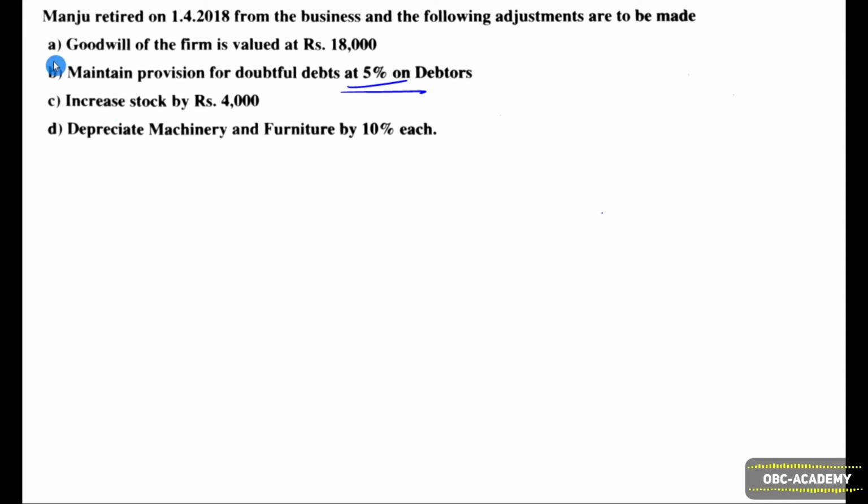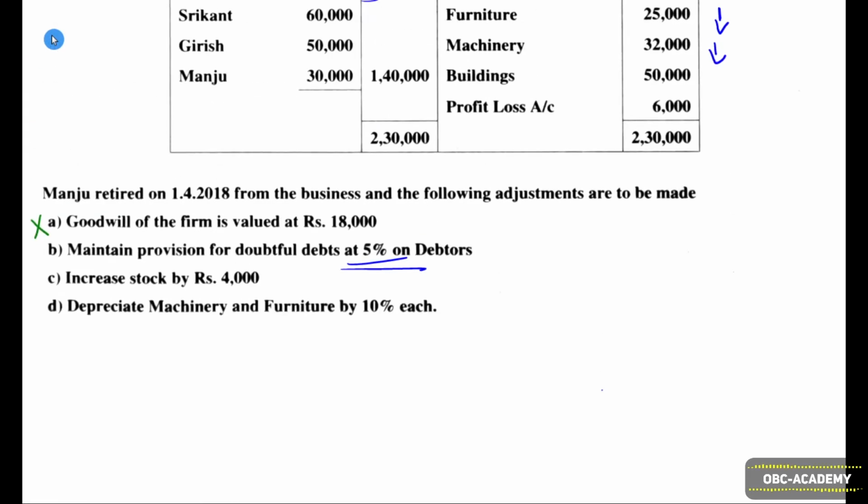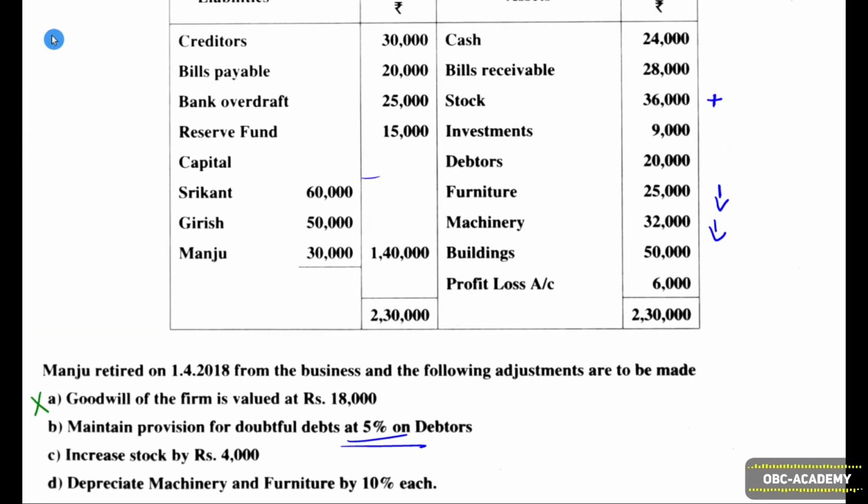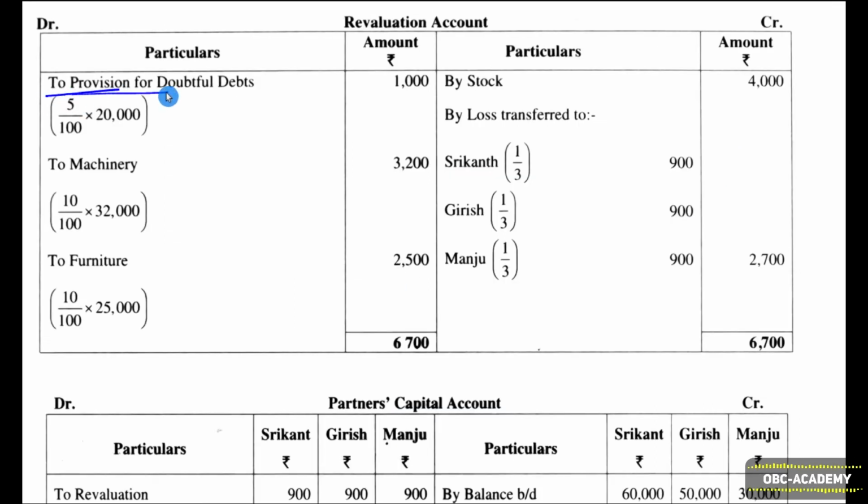First of all, the first amount is goodwill. Goodwill does not belong to the revaluation account, so we'll record it in the partners capital account. Next, maintain provision for doubtful debts. Reserve for doubtful debts has been increased by 5%. They're just saying 5%, so on which amount? It's 5% on debtors. So we'll start with this: to provision for doubtful debts, 20,000 amount and 5%. If you calculate, you'll get 1,000 rupees.